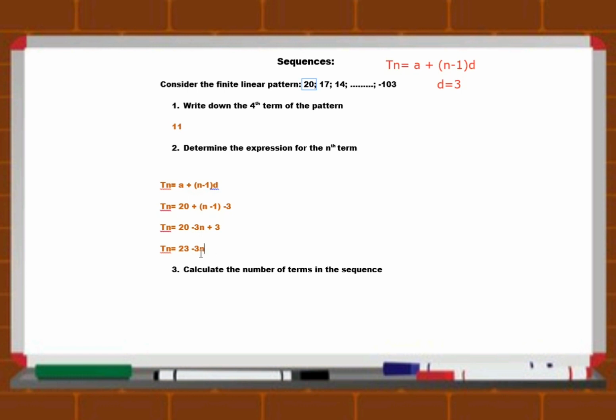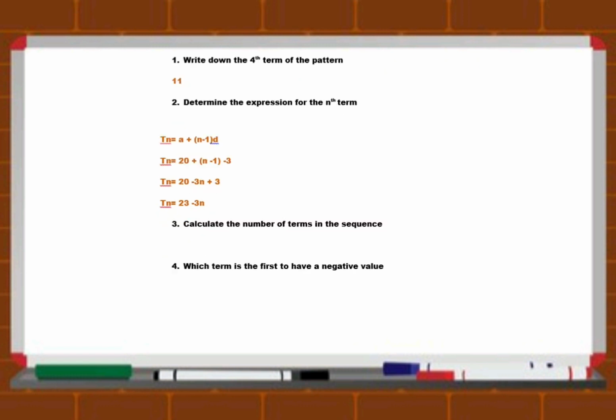So we can test it out. Say 23 minus 3 times 1. What's 3 times 1? It's 3. 23 minus 3 is 20. 23 minus 3 times 2: 3 times 2 is 6. So 23 minus 6 is 17. 23 minus 3 times 3: 3 times 3 is 9. That's 14. So that's how you know you're right.